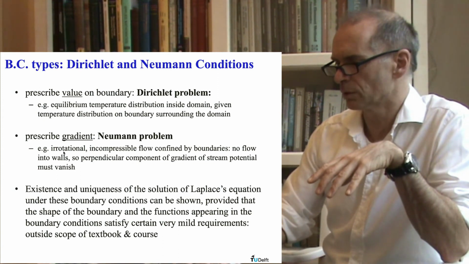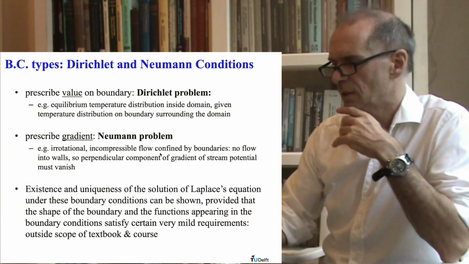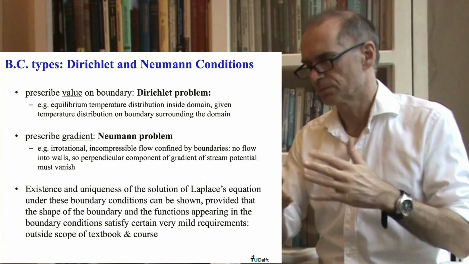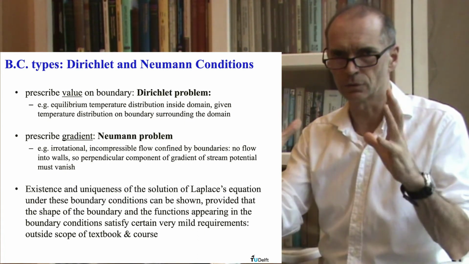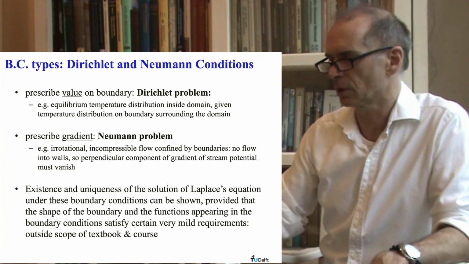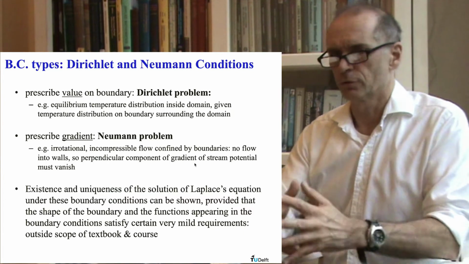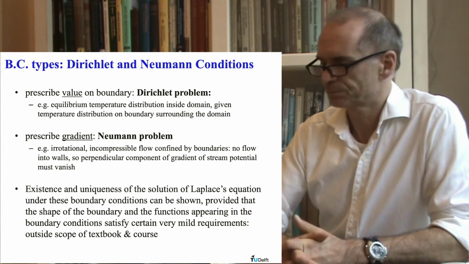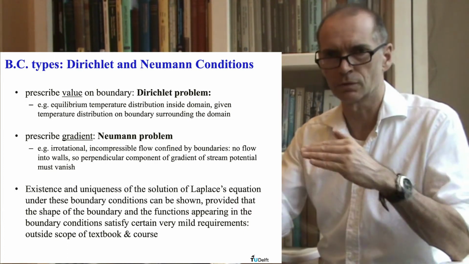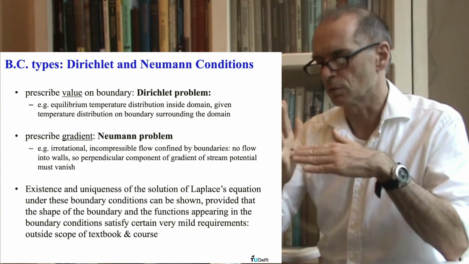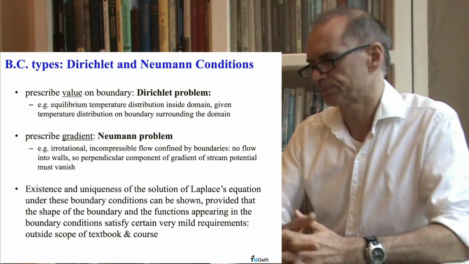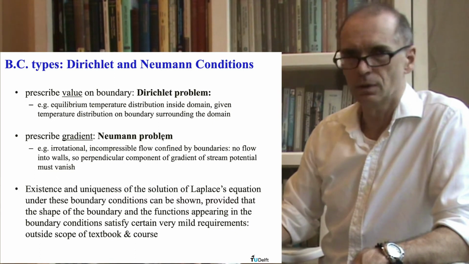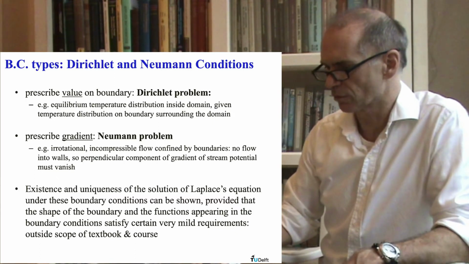application would be if you study irrotational incompressible fluid flow confined by boundaries. And you would say, well, there's no flow into the walls. If there's a fluid in a container, there's no flow in the wall, so the perpendicular component of the gradient of the stream potential should be zero, because that gradient in that application denotes the velocity, and there should be no velocity component perpendicular to the walls. So that is again an example of a Neumann boundary condition that you would have.